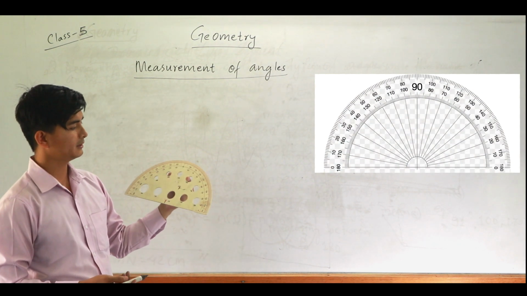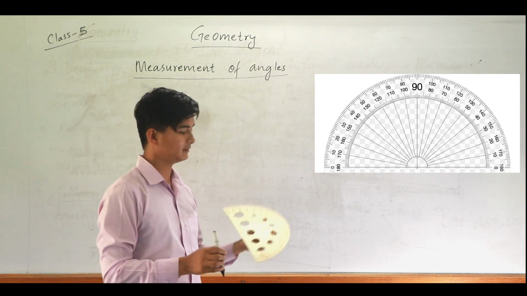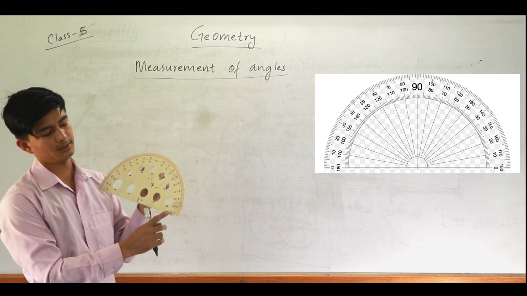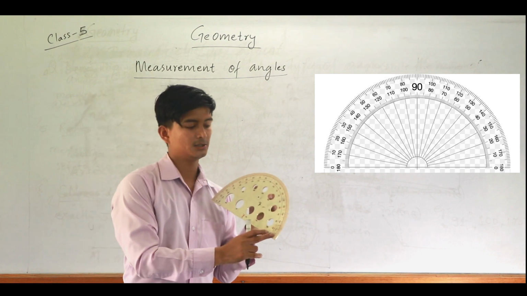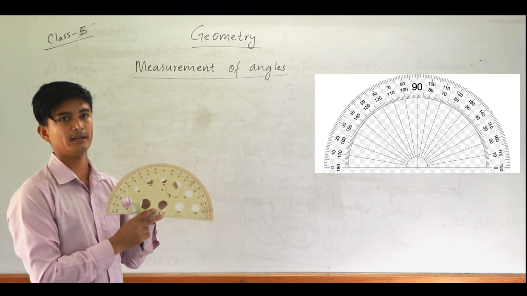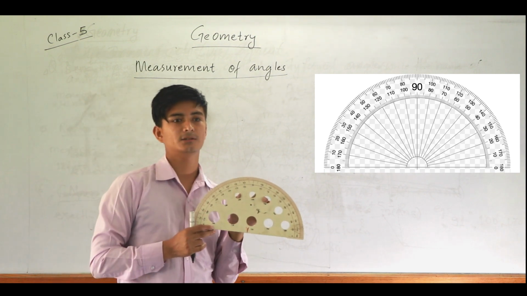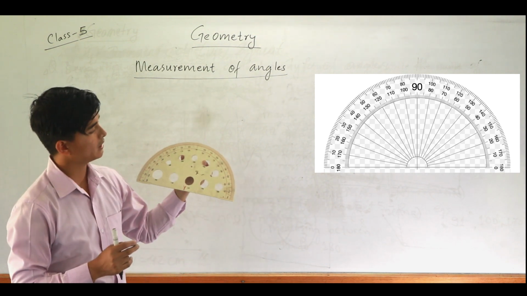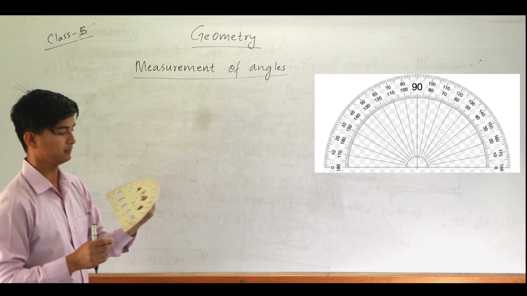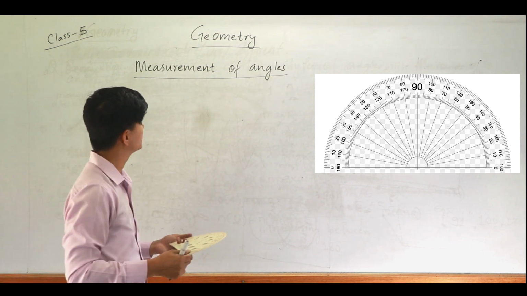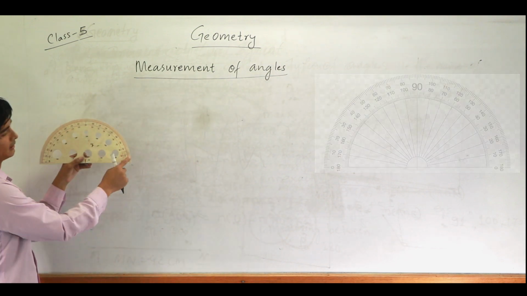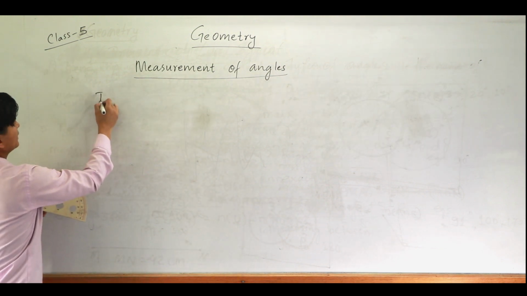Okay, in a protractor, how to measure the angle means we have two scales in a protractor, that is the inner scale and the outer scale. So in this lesson you will know how to measure an angle with the help of a protractor, and you will also learn how to use the protractor. Okay, let's start. Here we have two angles.